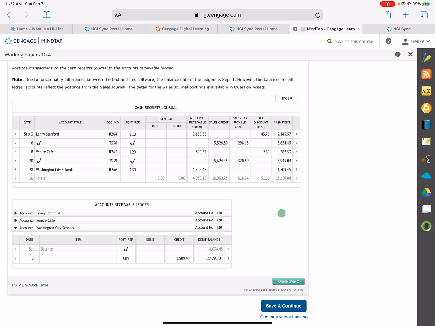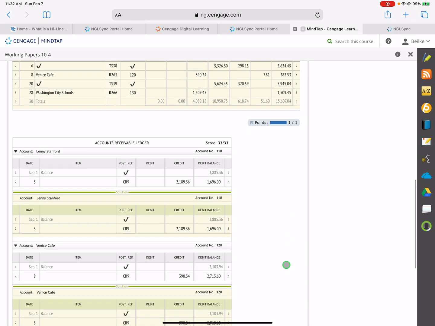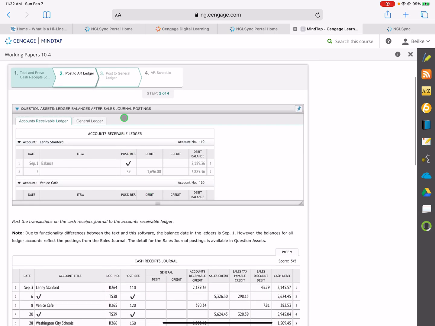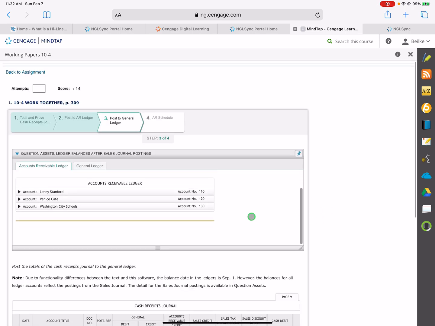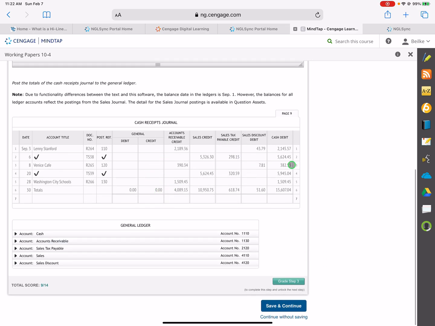And as long as I punched everything in, once I grade it, it should be correct. Let's just double check. Sometimes I write the wrong numbers, but looks good. Okay, our third step is to post to the general ledger. So we're going to go through and we're going to post our totals to our general ledger.